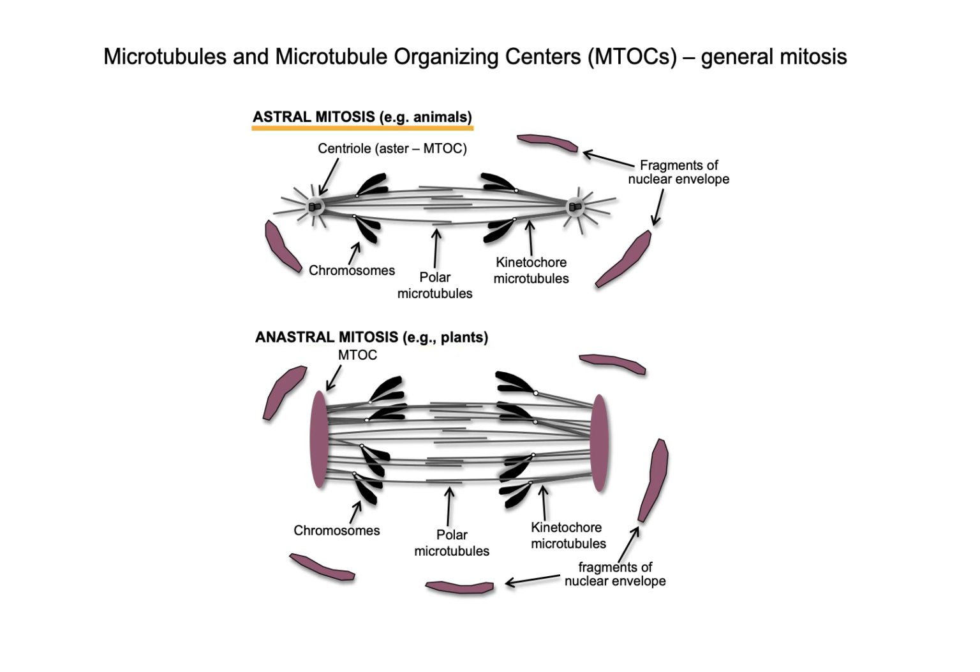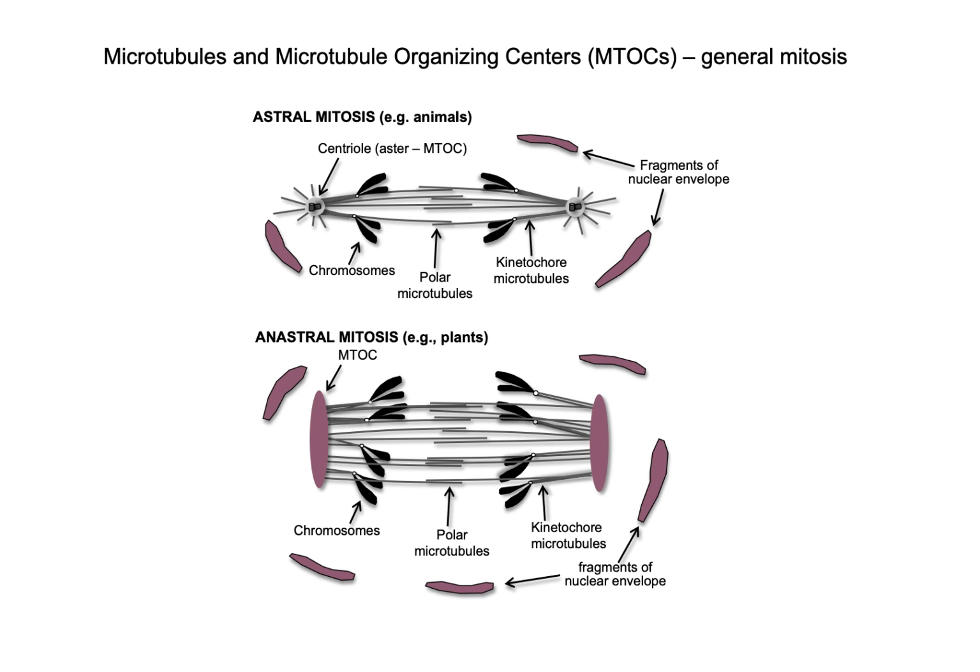But in animals, you would see this astral mitosis up here, where the kinetochore microtubules attached to the centromere of the chromosomes would be pulling the chromosomes to each pole, and the polar microtubules would be crossing in the center to stretch out the cell, to expand the cell.